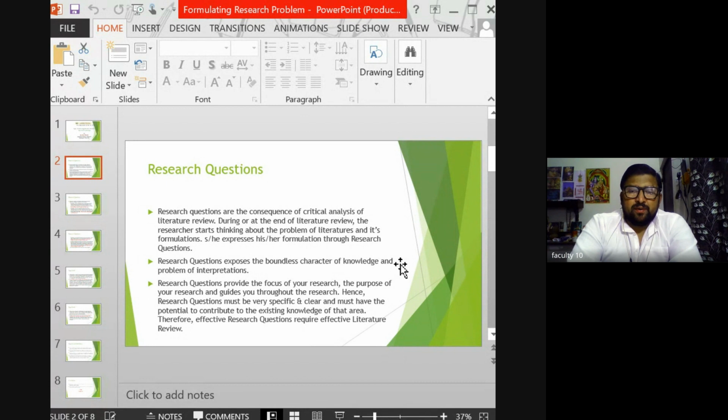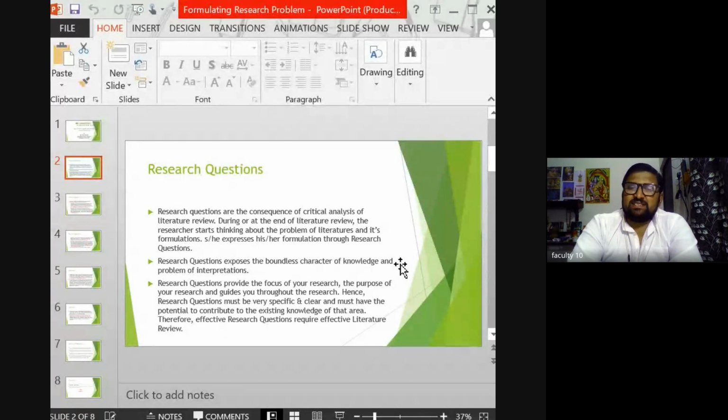So if a scholar says that I am not able to find the research question, it means he is not a scholar. Research question you will find. Why will you find the research question? Because of two reasons. The first reason is that knowledge has no boundary. Nobody on this earth can claim that he has the absolute knowledge, that he has total control over the knowledge. Right? So every knowledge is limited and there are limitations in knowledge. That is the first reason.